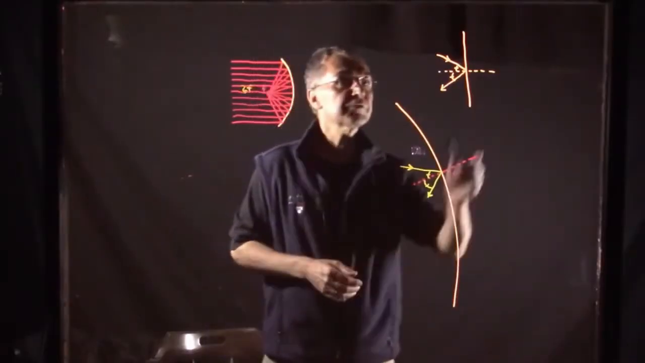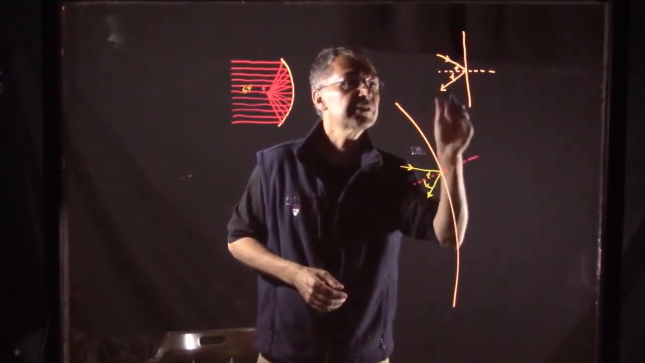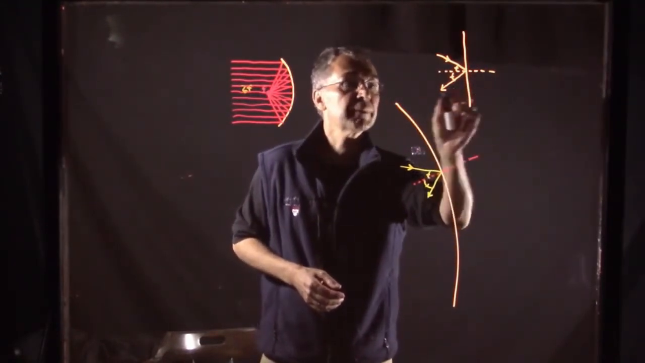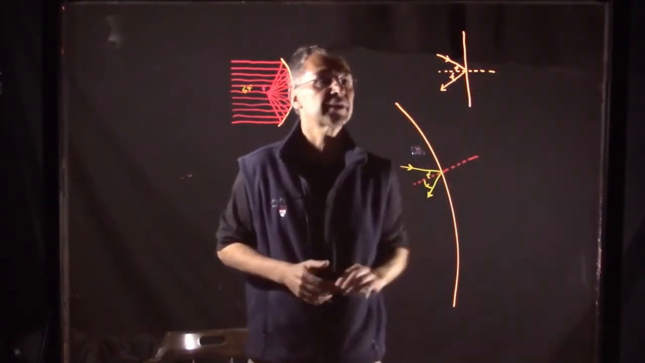So we saw for a flat mirror, we have the angle of incidence and the angle of reflection, and we draw the surface normal, hypothetical and perpendicular to the surface, and this angle with respect to the surface normal is the same as this angle with respect to the surface normal.